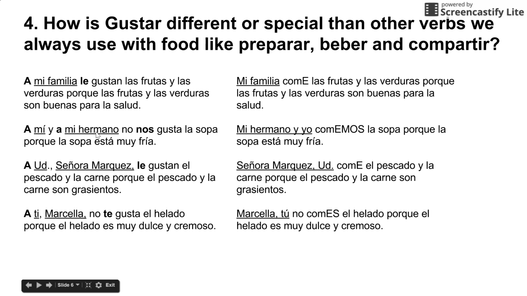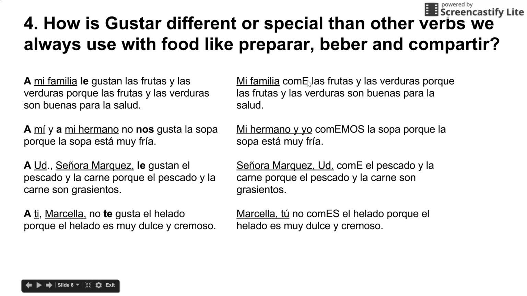A mí y a mi hermano, nos, because it's being pleasing to us, and gusta because it's la sopa doing the pleasing. We're talking to la señora, so it's le, and then gustan because it's el pescado y la carne that's being pleasing. A ti, Marcela, no te gusta. Te because you're talking to Marcela, and gusta because it's the ice cream, el helado, that is not pleasing to her.